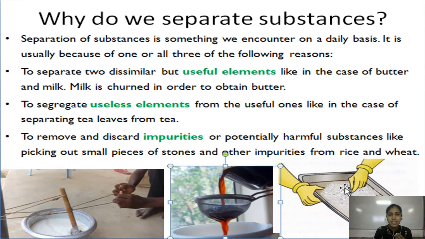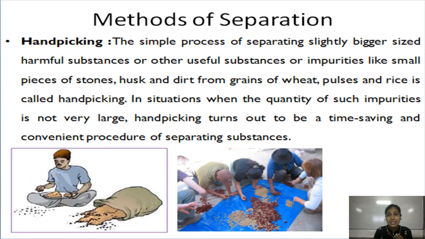So, how do we separate the substances mixed together if they have so many different properties? We will discuss some methods of separating substances that are mixed together. You may come across some of these methods being used in day-to-day activities. Methods of separation. First method is hand picking.